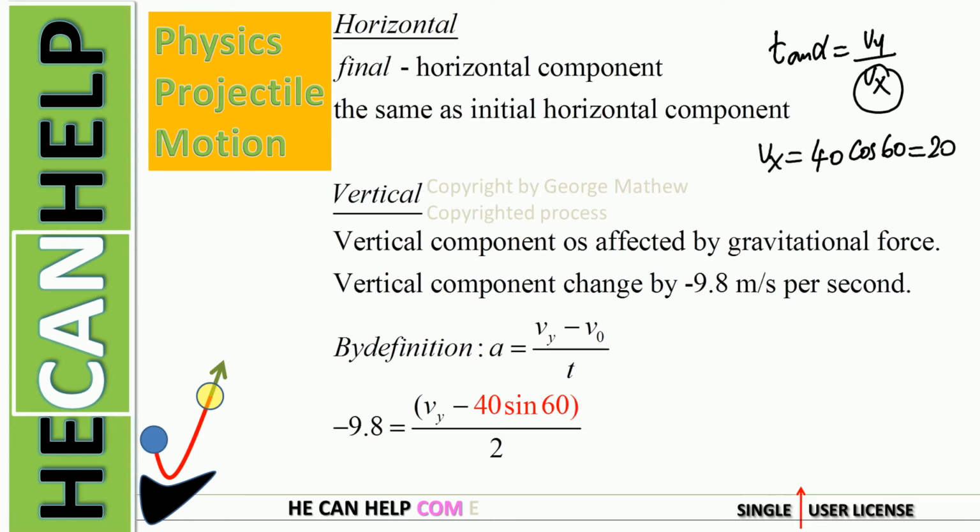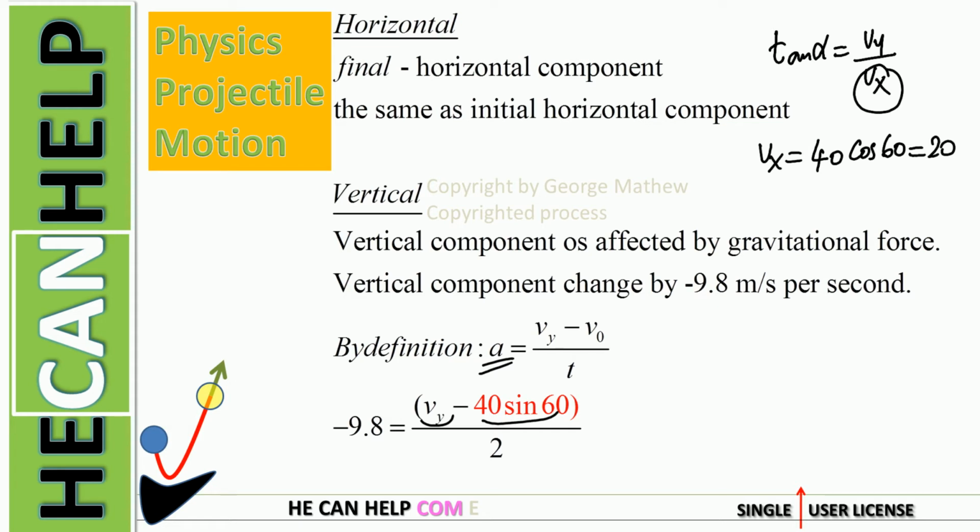You go for the definition of acceleration. Average acceleration is equal to the change of the vertical component divided by time. What is the change of the vertical component? It's always final minus initial. Do we know the final? No, that's what we are looking for. Do we know the initial? Yes. It is 40 sine 60, the initial vertical component of the velocity vector.